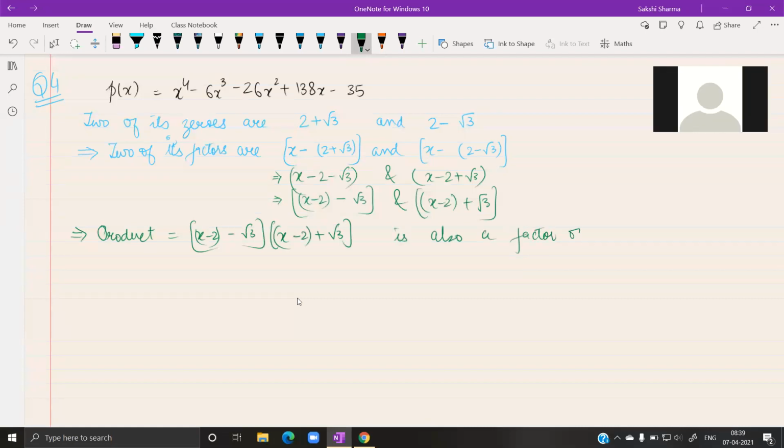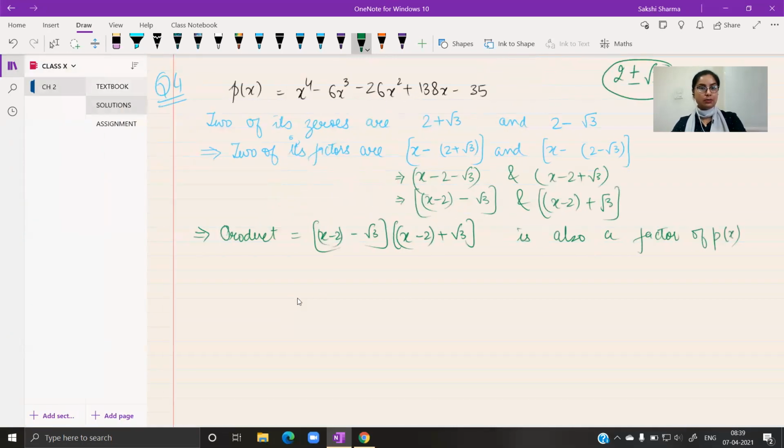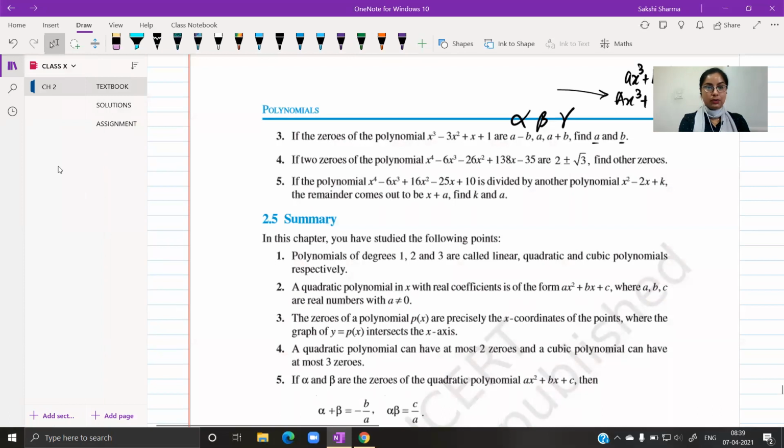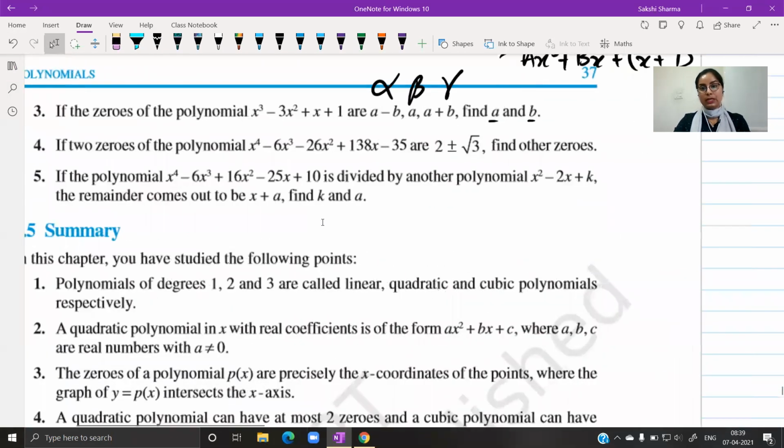Excuse me, ma'am. Yes, Manya? Ma'am, in the question only 1 zero is given. Okay. 2 plus root 3. This is how it's given in the book. If it's misprinted, take a look. This is what you have.